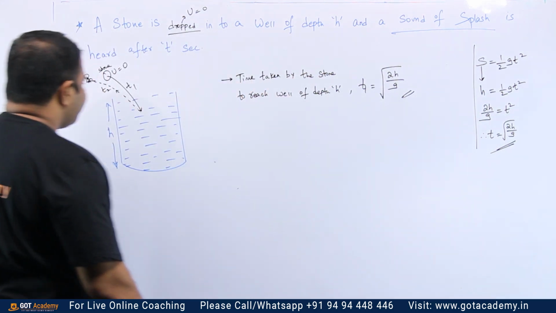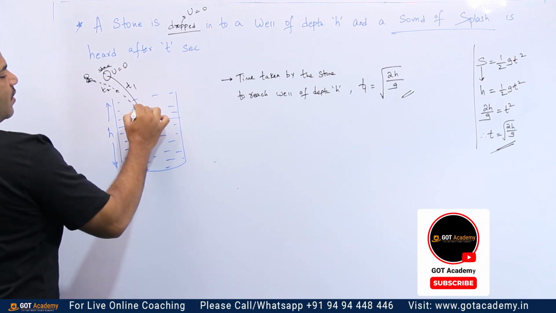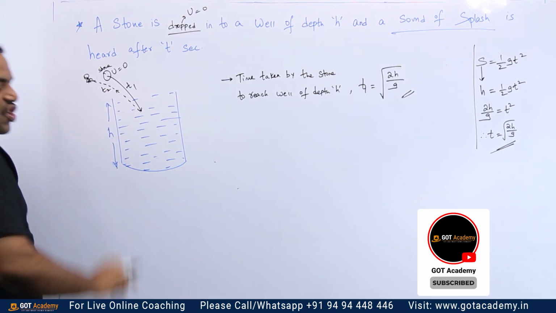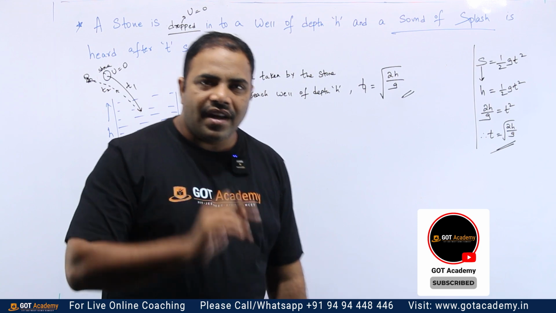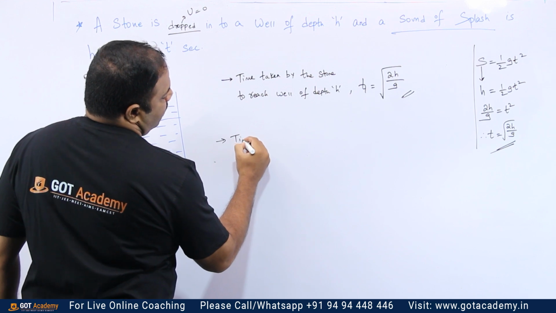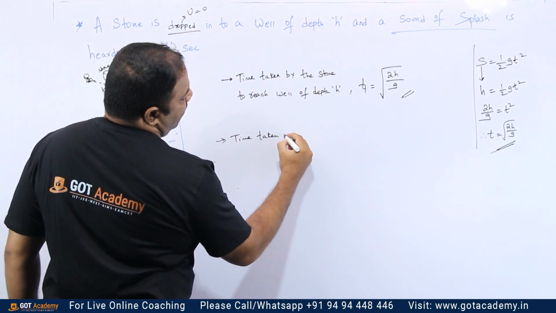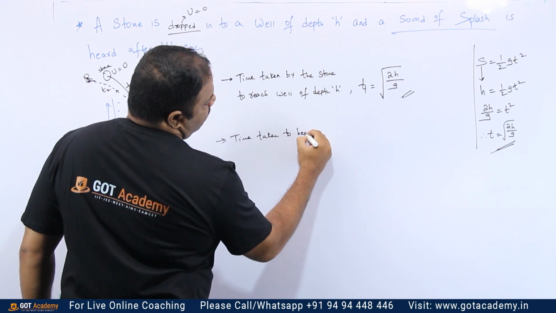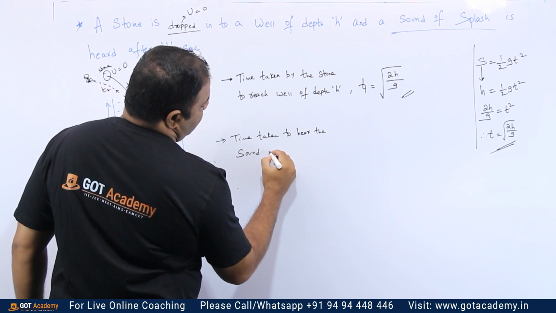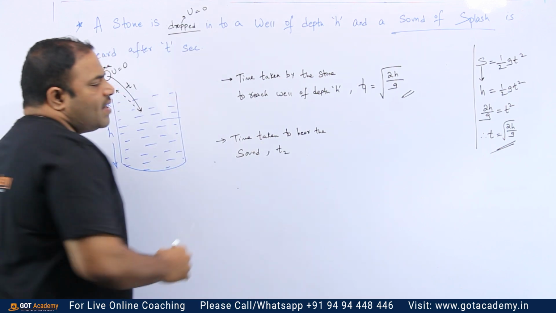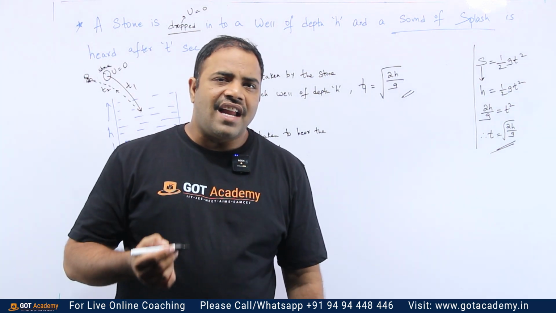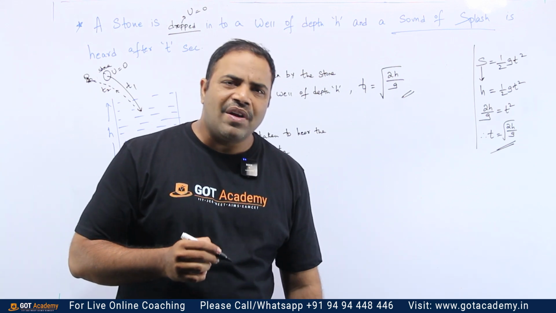What is the next case? The stone is coming and falling into the water. Now you could hear some sound. Let the time taken to hear the sound be t2. What is the formula for that? You know that speed is equal to distance by time. From that, time is equal to distance by speed.